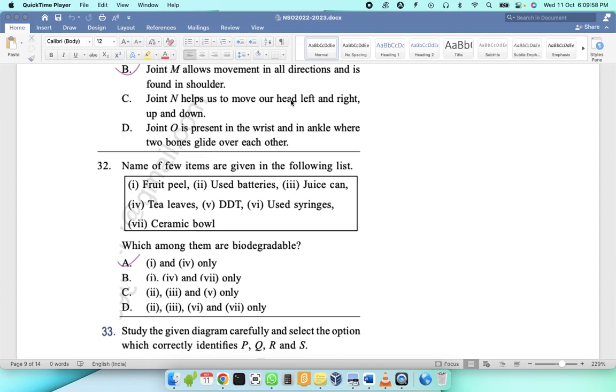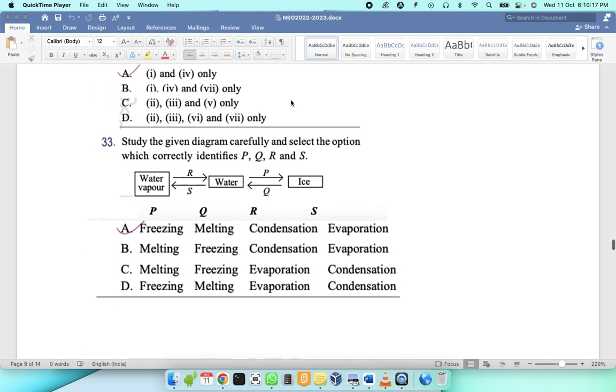Fruit peel and tea leaves are biodegradable as they are organic and they come from plants and trees. Used batteries, juice cans, DDT, used syringes and ceramic bowls are all man-made objects and are non-biodegradable and are very harmful to the environment.